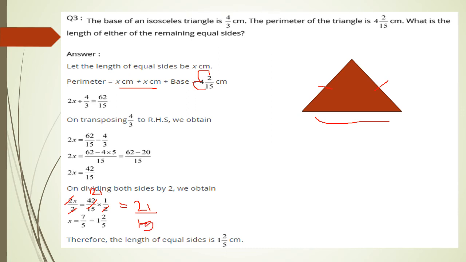Children, again we cancel out this 21 by 15 by 3. 3 fives are 15, 3 sevens are 21. So x equals 7 by 5.